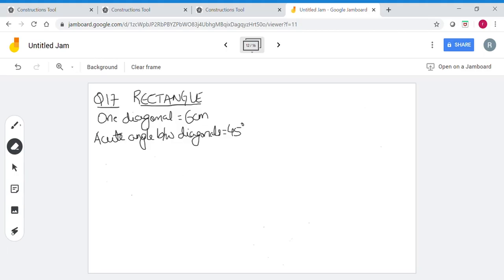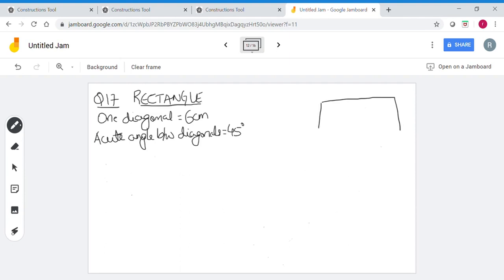Hi guys, let's start a new question. We finished question 16 in the previous video. Let's start question 17. It says a rectangle, one diagonal is 6. So let me just draw a rough diagram.